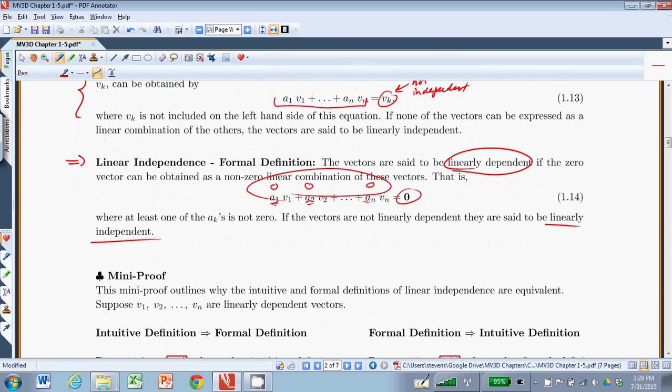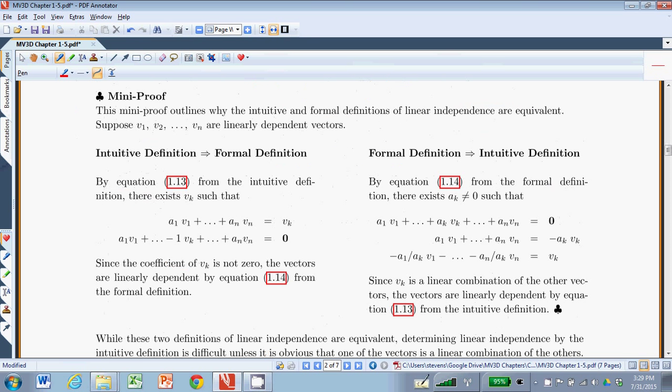And I'm going to do a little mini proof here, and here we'll go in both directions. Suppose we have the intuitive definition and we want to imply the formal definition. Well, here's the intuitive definition.